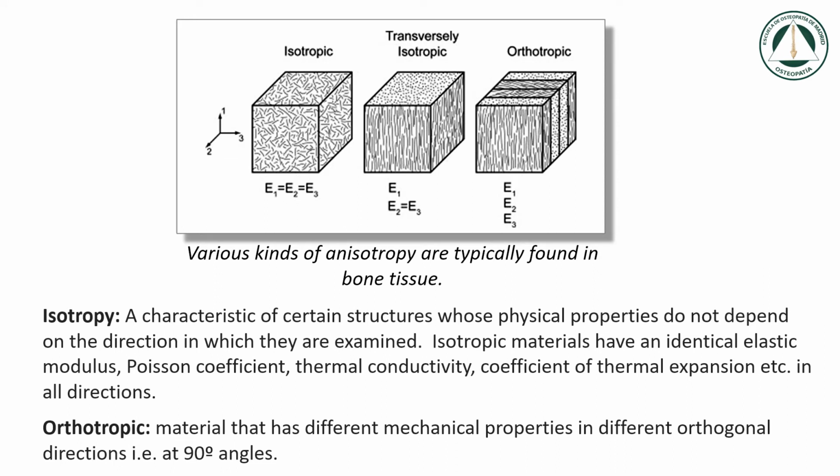Isotropy: a characteristic of certain structures whose physical properties do not depend on the direction in which they are examined. Isotropic materials have an identical elastic modulus, Poisson coefficient, thermal conductivity, coefficient of thermal expansion, etc. in all directions. Orthotropic: a material that has different mechanical properties in different orthogonal directions, that is, at 90 degree angles. The figure shows several types of anisotropy, typically found in bone tissue.